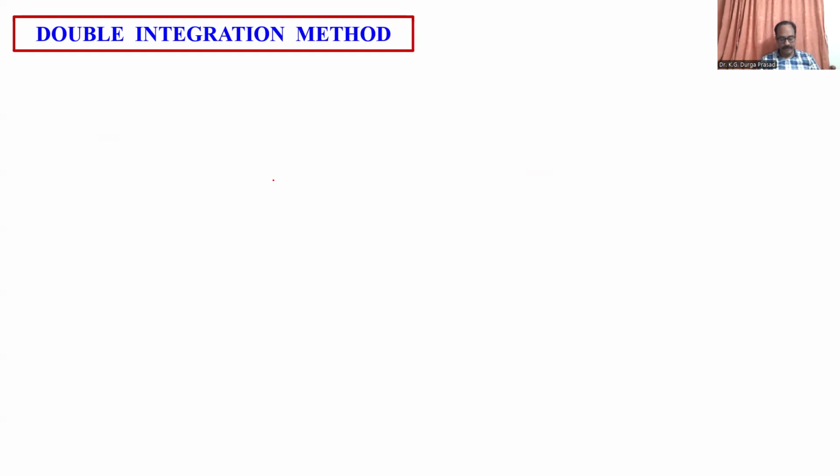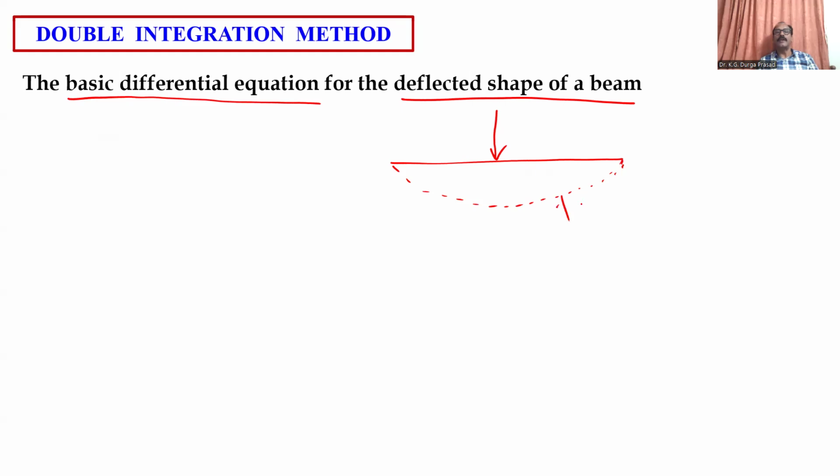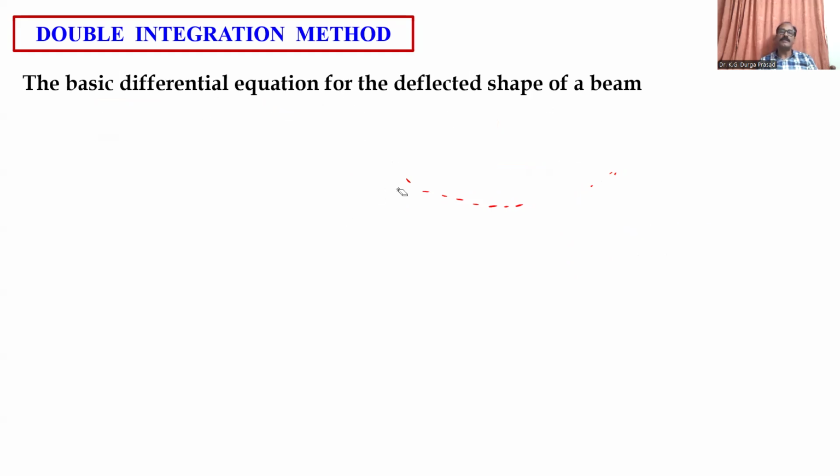Before going to the double integration method, you see the basic differential equation for the deflected shape of a beam. Already I told you, say it is an unloaded beam. Once it is subjected to some load, then it takes a curved form like this. This curved line, what do you call? It is an elastic curve. So a differential equation, we can use it to represent this elastic curve. That is very, very important here for applying the double integration method. So what is the basic differential equation of this elastic curve?